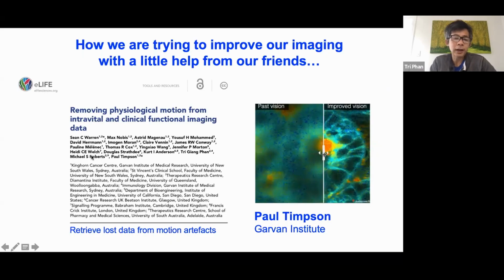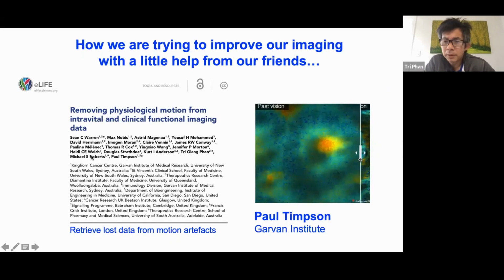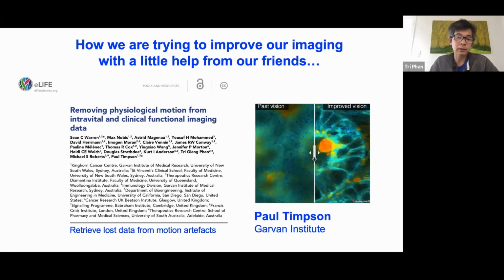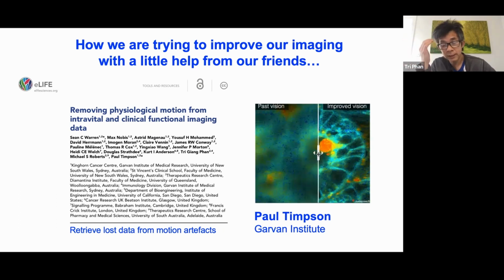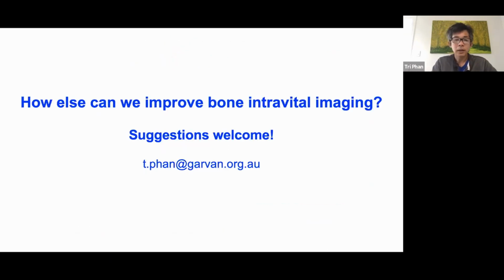Then also Paul Timson, who I think will be talking later on, and we'll probably talk more about this, developed technology called Galene, which is at the other end, post-analytical, and can also be implemented and used on the fly. Basically, it's a method for stabilizing imaging. So data that you would normally bin and not be able to use, you can still recover and retrieve lost data from motion artifacts. So I think that's it. Hopefully I've given you enough to think about how you can help us improve our bone imaging.